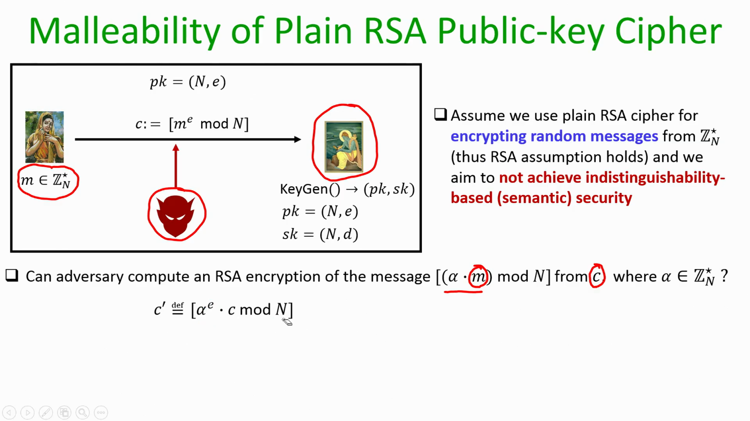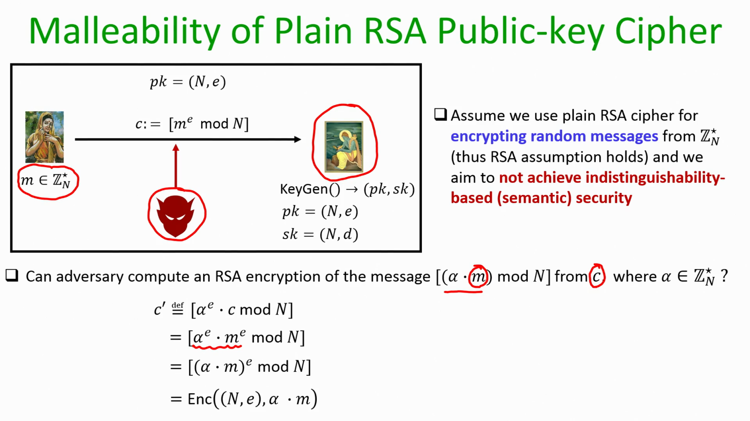Now, it is easy to see that if we expand c, the ciphertext which the adversary has seen, that is nothing but m to the power e modulo n, and now I can bunch alpha to the power e multiplied by m to the power e and collectively write it as alpha times m whole raised to the power e modulo n. And what exactly is alpha times m whole raised to the power e modulo n? Well, that is the RSA encryption of the plaintext alpha times m using the plain RSA cipher.